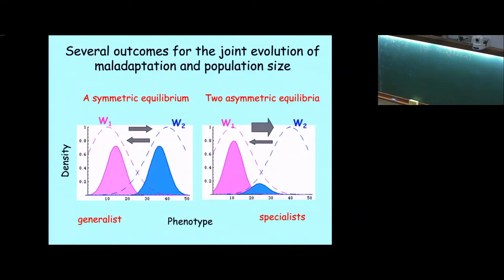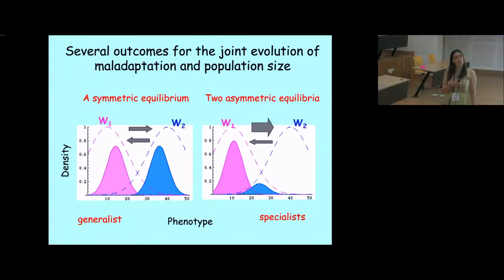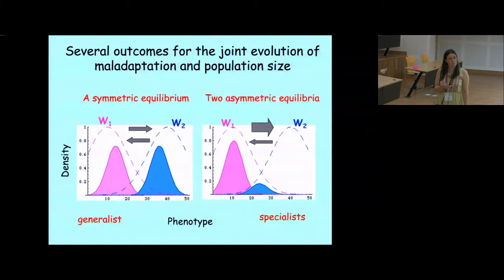So here on this graph is shown the population density as a function of phenotype in pink for one type of host plant and in blue for the other type of host plant. And the dashed line here is the mean fitness in each habitat, and the shaded bell curve represents the density of each phenotype. This is just a schematic representation.